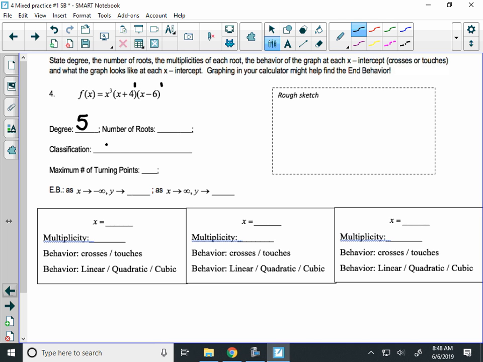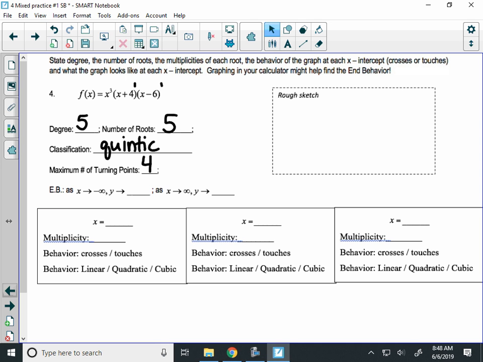It's called quintic. And quintic polynomials with degree 5 have 5 roots, real or imaginary, 5 total roots. It's equal to the degree. If I have degree 5, the maximum number of turning points is 1 less, which is 4.